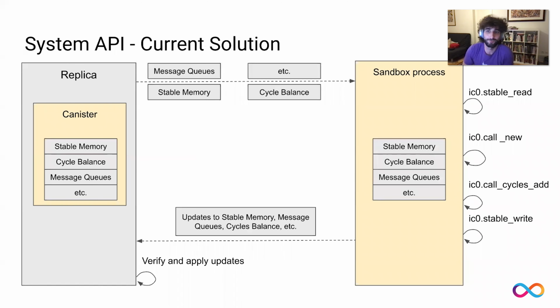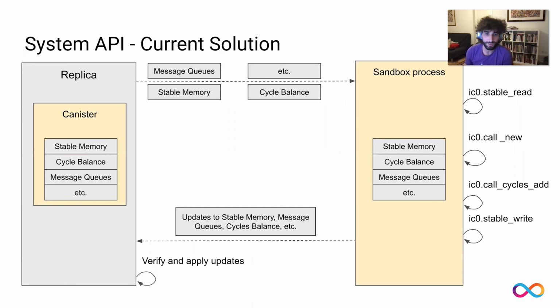So the way we changed this was we would, at the start of the message, send all this information about the system state over to the sandbox process, which would keep its own copies of those and would then be able to handle all of the system API calls directly within the Sandbox process. And then at the end could send all the changes that need to be made back to the Replica process, which would then update the Canister's system state.